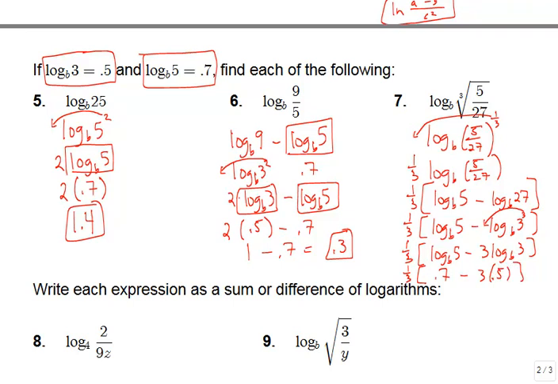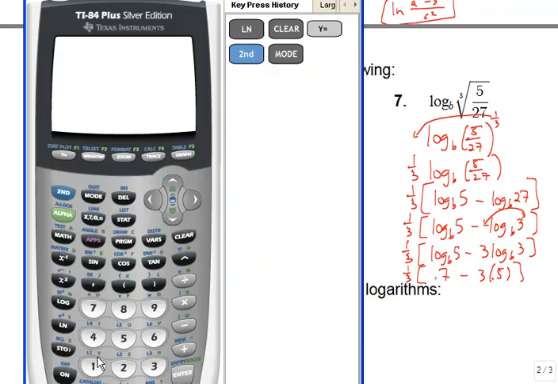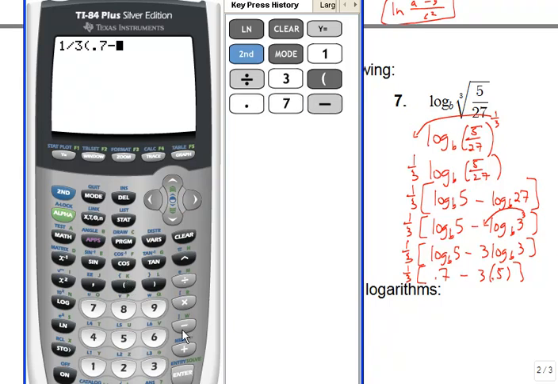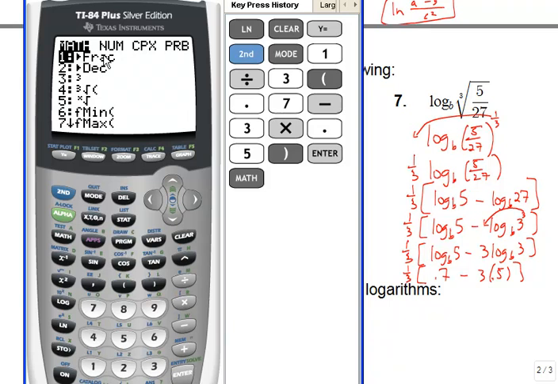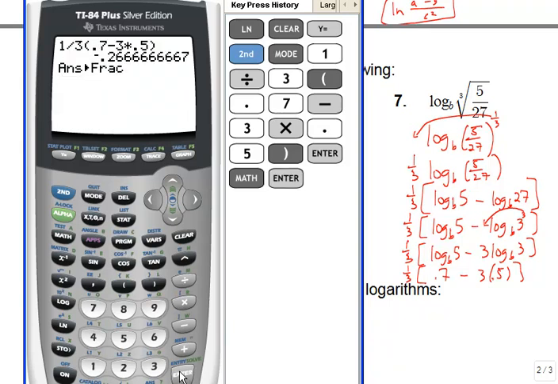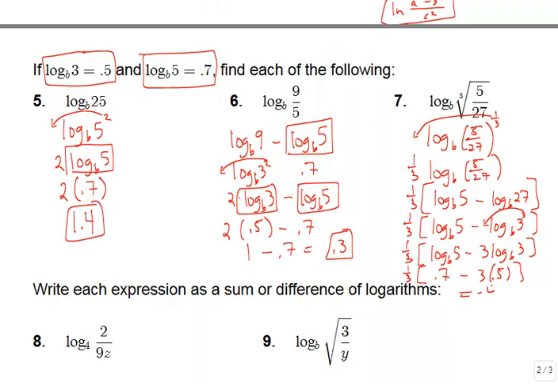So if we dig out the calculator here, we want 1/3 parentheses 0.7 minus 3 times 0.5, close the parentheses, hit enter. There it is as a decimal. If I wanted to know what this was as a fraction, I could just hit math and use that frac button right at the top, hit enter, and it's going to turn my last answer that's a decimal into a fraction. And I kind of like to use fractions because it's a little more exact. You don't have to round off your decimal. So this is the same as -4/15.